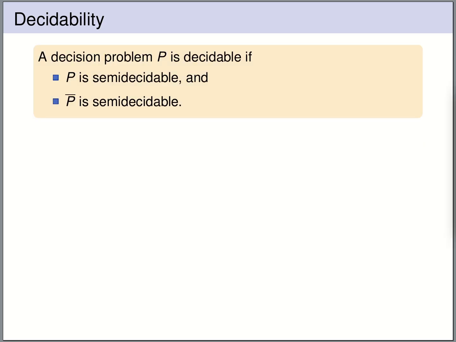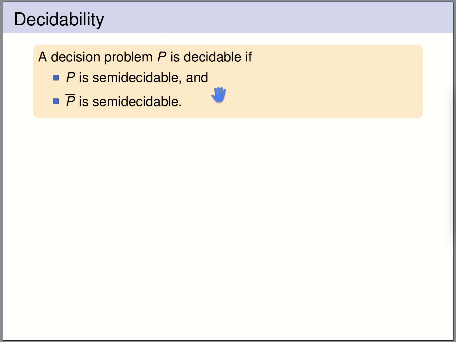A decision problem P is decidable if and only if P is semi-decidable and the complement of P is also semi-decidable. This follows simply from the definition of recursive languages, namely P is decidable if and only if P is recursive, and the definition of recursive languages says that the language is recursive if the language is recursively enumerable and its complement is also recursively enumerable.